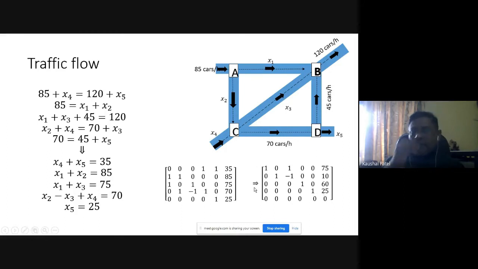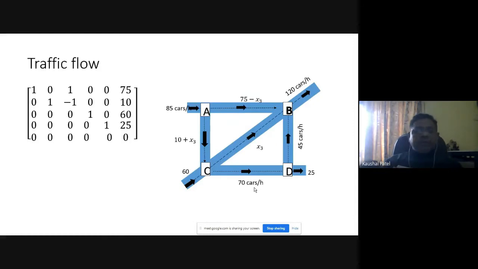So this standard technique is useful to solve a system of equations. That's why I covered it previously. So now this is the equation. This matrix can again be converted into equations. So here X1 is equal to 75 minus X3. In the second one, X2 is equal to 10 plus X3. X4 is equal to 60. X5 is equal to 25. After converting the matrix form to equations, we can achieve certain relations.